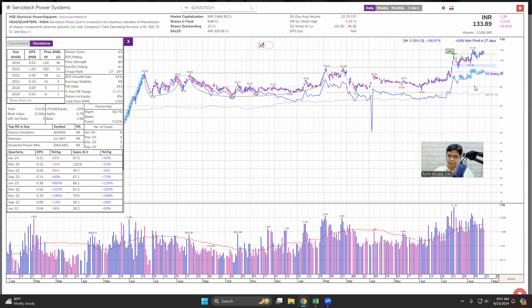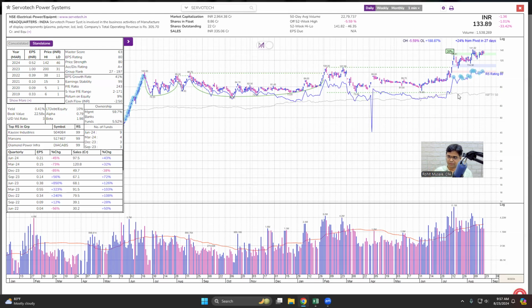Now, immediately you see a positive thing is you have a lot of blue dots here. Blue dot basically means when the RS line makes a 52-week high, that's called a blue dot. Okay. So whenever you get a blue dot inside the base, that is a very, very good sign. That's a positive sign, because it means that the stock is doing better than the market. See, as you can see, the RS line is rising, which means the stock is doing better than the Nifty 50 on a relative basis.